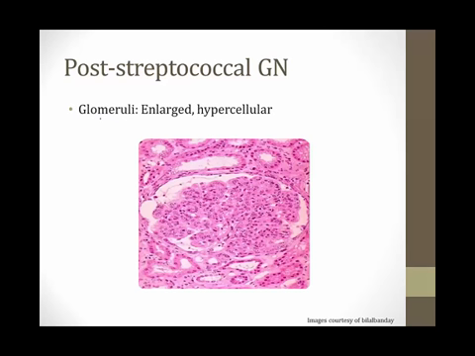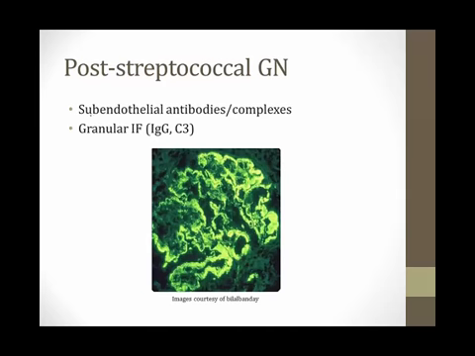On light microscopy, the glomeruli are enlarged and hypercellular. The hypercellularity is related to inflammation. It's seen in many forms of glomerulonephritis. The antibodies build up in the subendothelial layer of the glomerular capillaries, and for this reason you will see a granular appearance if you do immunofluorescent staining, especially for IgG and C3.